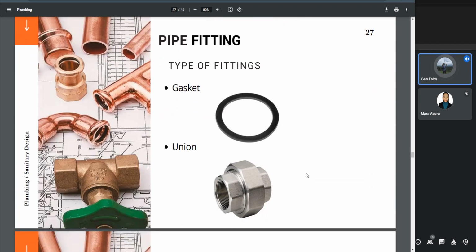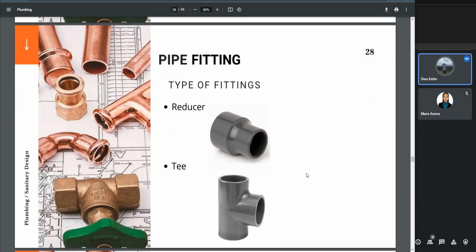Next is the gasket. They are mechanical seals, generally ring-shaped, and fitted for sealing flange joints. Next is the union. When two ends of pipes are joined, the pipe fitting used is called a union. A union is made of three parts, namely a nut, a male end, and a female end.